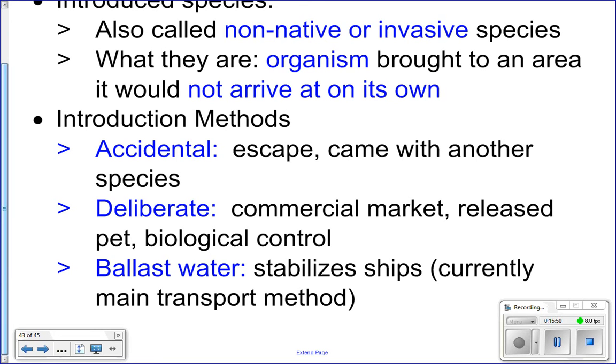Or sometimes people aren't so smart and we deliberately release things that aren't normally found in an area to try and control another population of another animal. And then the species that we introduced ends up causing even more problems. So you have accidental introduction, deliberate introduction, and the main way that we get introduced species now is actually in ballast water. Ballast water is water that ships keep in their hull in order to stabilize the ship so that it doesn't fall over.